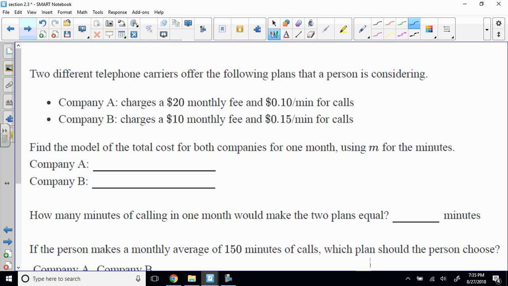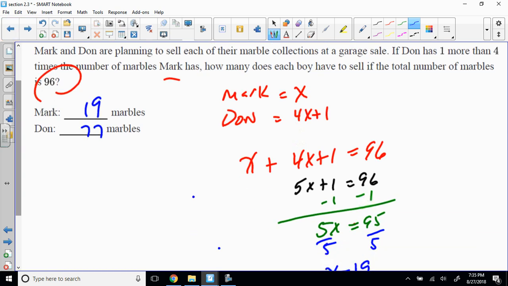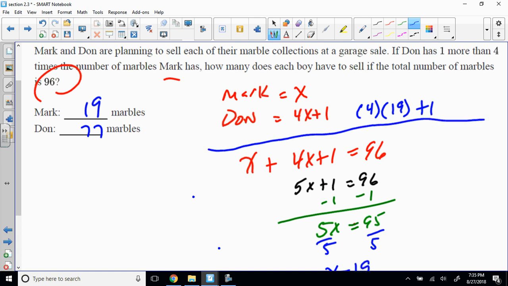All right. Oh, sorry. Oh, well, if I know that this was 4 times 19 plus 1, plug it back in. So here's my beginning stuff up there. Okay. And write it out like I've got up here. Mark and Don, x and 4x plus 1. Because if you don't, when you get done working the problem, guess what's going to happen? You won't know who you solved for. Okay. Being organized, being neat on this, showing everything makes life a little bit easier.